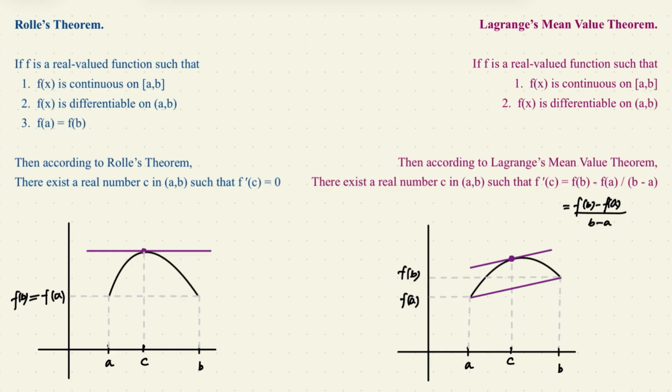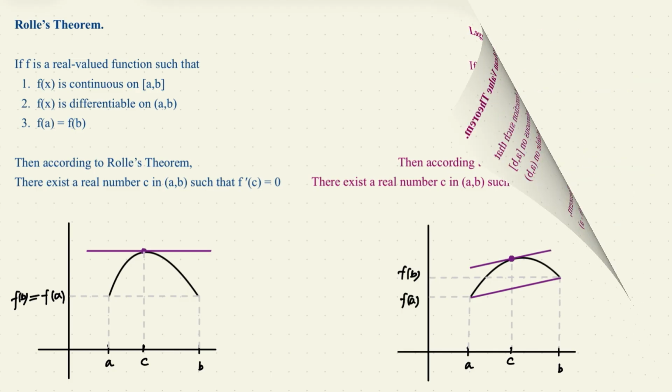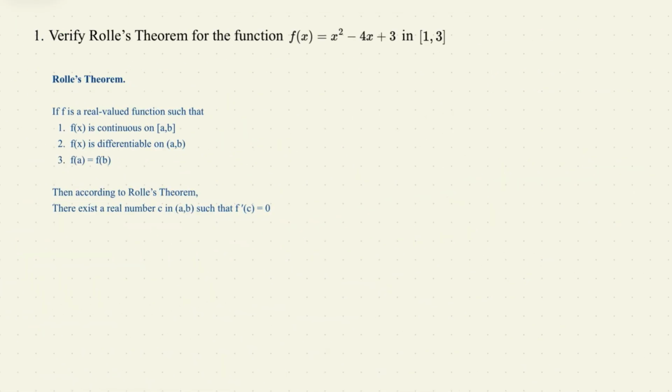So here we will be given some functions and we need to verify these theorems on those functions in a given interval. So let's start doing some questions. Question 1. Verify Rolle's theorem for the function f(x) equals x squared minus 4x plus 3 in closed interval [1, 3]. So first let us check the 3 conditions that are required to apply Rolle's theorem.